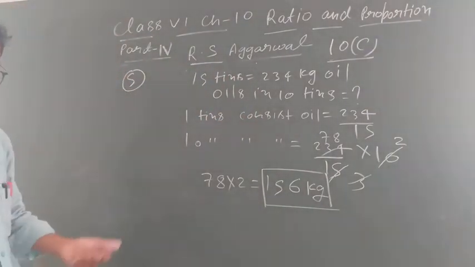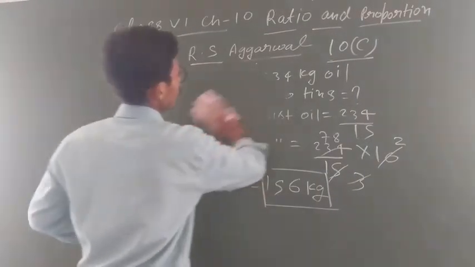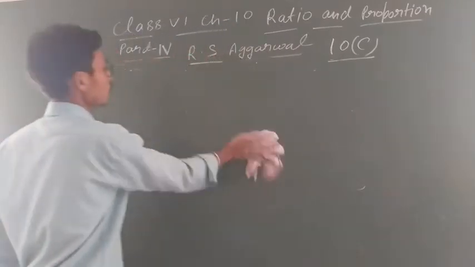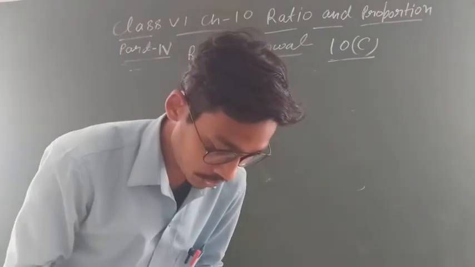Clear everyone? तो मतलब what is the conclusion student? Conclusion is you have to find out the value of 1. You need. ठीक है? Then you have to find out the value as per requirement. चलिए, come on some other question student.